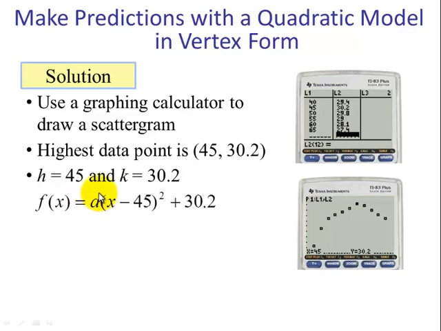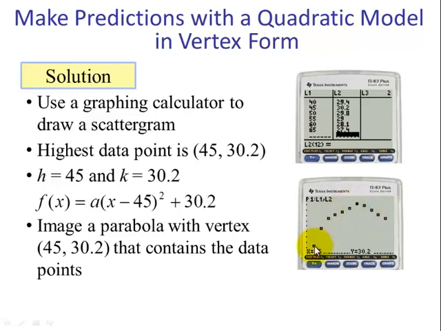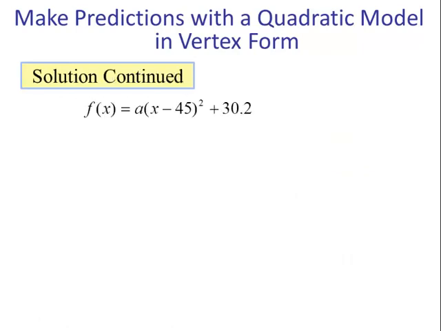So we need to find one more parameter, and that is a. So if we can imagine a parabola going through this vertex, modeling this pattern of data, we will need to use one more point to find the value of a, and I'm going to use this point. x is 20 and y is 25.5. So we have our equation here. x is 20 and y is 25.5. This is an equation with one variable, a, and I can solve it.